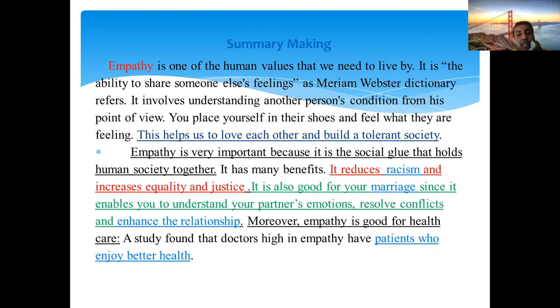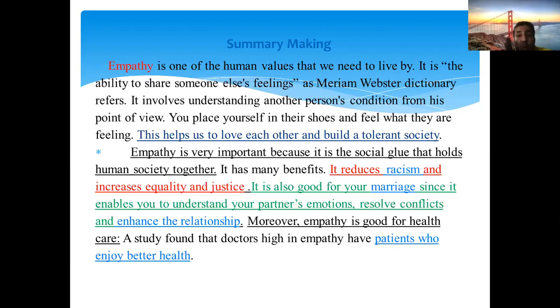Number 3, it reduces racism. This is number 3. Number 4, it increases equality and justice. Number 5, it's good for your marriage. Number 6, moreover, empathy is good for healthcare. So it's important for healthcare.